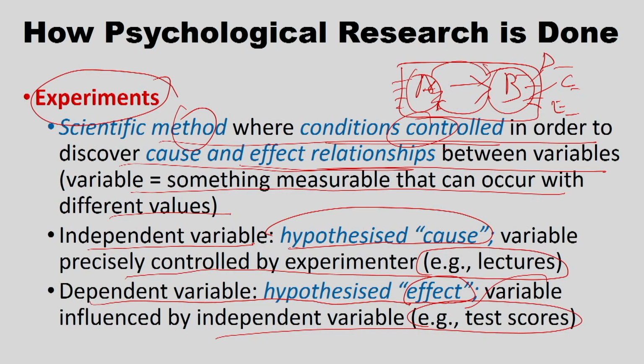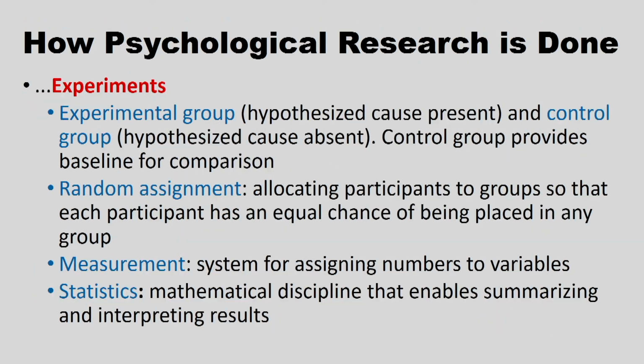And so this is the easiest explanation that you can have about experimentation and how an experimentation is done. So the independent variable in our case is the level of hot drink, and the dependent variable in our case is the academic performance that we are having. So how do we do experiments? The experimental group hypothesizes the cause present, and the control group.